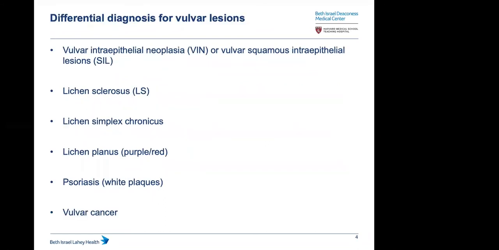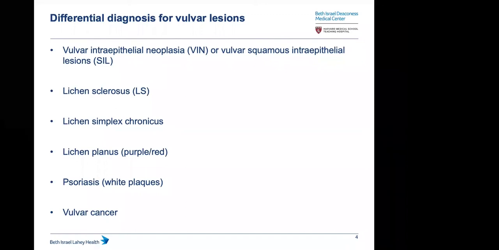So the differential diagnosis for vulvar lesions is quite broad, the more common ones being vulvar intraepithelial neoplasia, or VIN, which is now also known as vulvar squamous intraepithelial lesion. So they're now defined as vulvar SILs. That's the most contemporary terminology. But other lesions can be lichen sclerosus, lichen simplex chronicus, lichen planus, which might not be hypopigmented lesions as described in this hypothetical case scenario, but certainly is among the differential diagnosis. We can also see psoriasis and vulvar cancer can certainly present in this fashion.